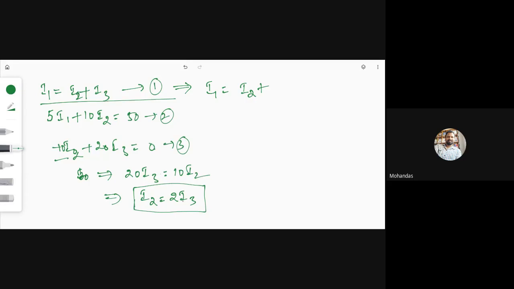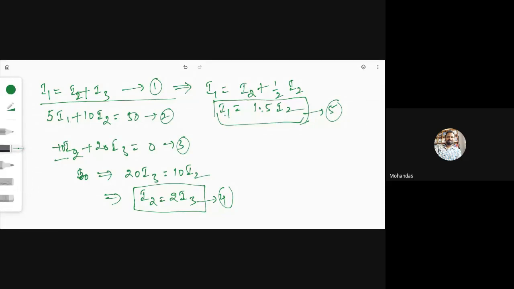What is the I3 value here? I3 value is 1 by 2 into I2. What is the 1 by 2? 0.5. So I1 is 1.5 into I2. Just a simplification. From here onwards, you are going to simplify the things. Let us say this is equation number 4. After writing the KVL, KCL and Ohm's law, the remaining things are only simplifications, solving these equations to get the unknown values I1 and I2.